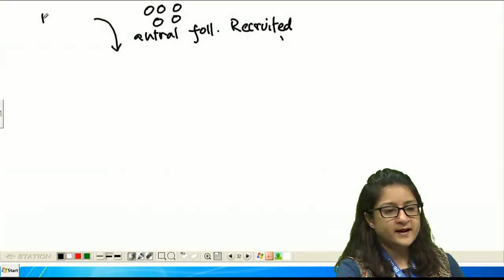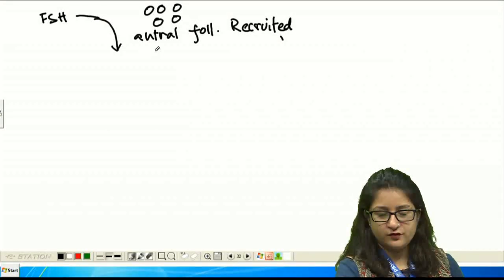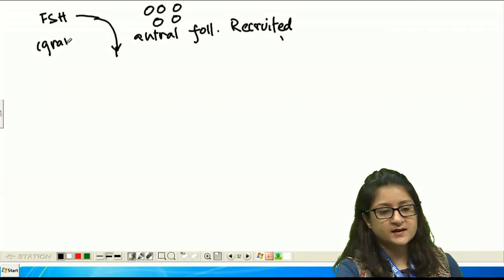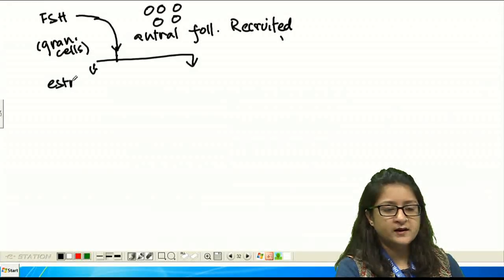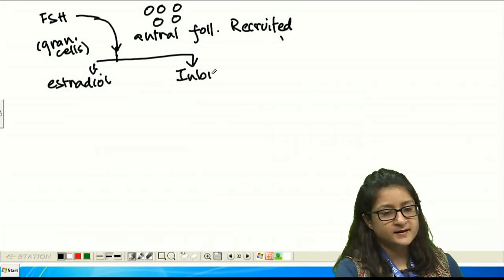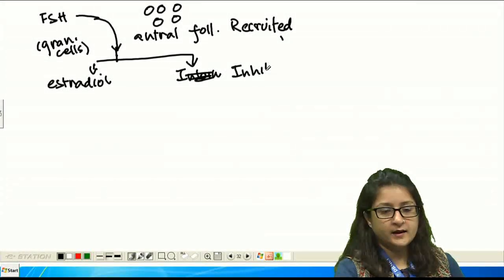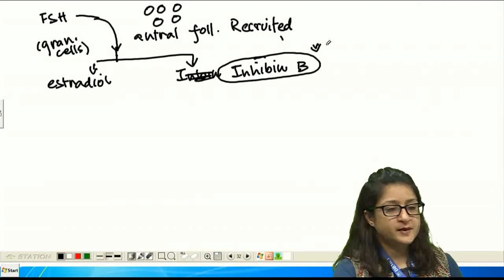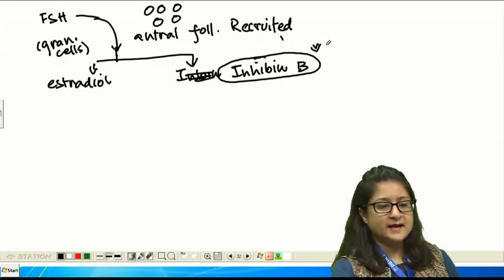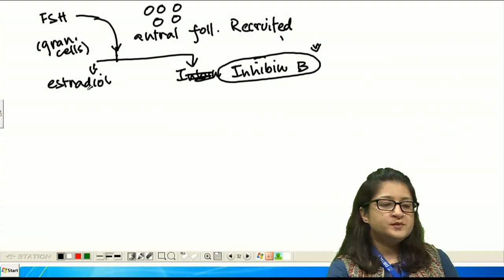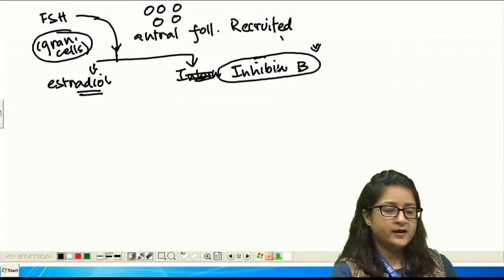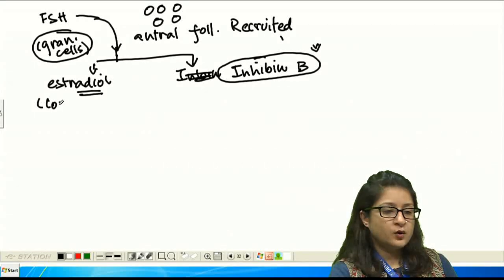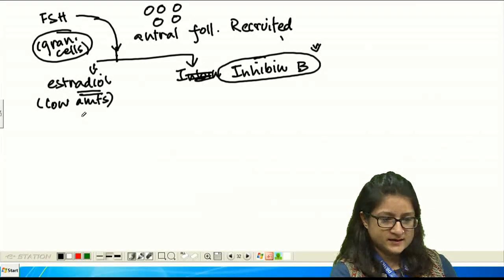So what happens is that FSH acts on these antral follicles, and the granulosa cells of these antral follicles start synthesizing estradiol and inhibin. It is very important to remember that this inhibin is inhibin B. The isoform of inhibin synthesized by the granulosa cells is inhibin B. Now these estradiol levels are still low, rising but still in low amounts.